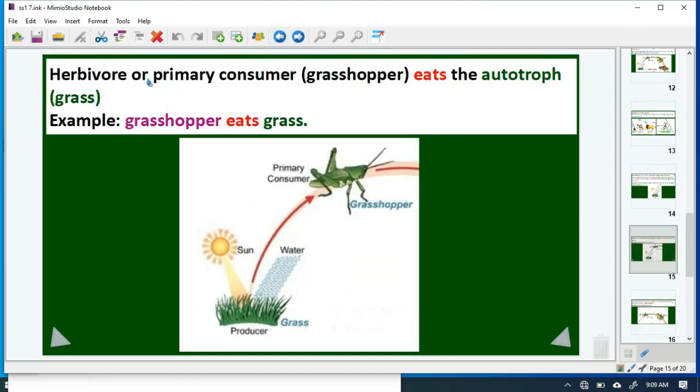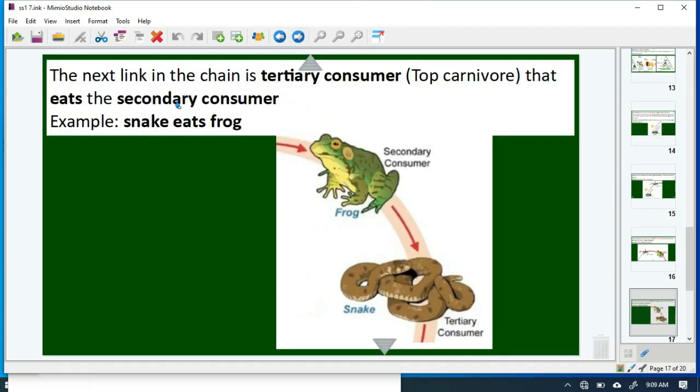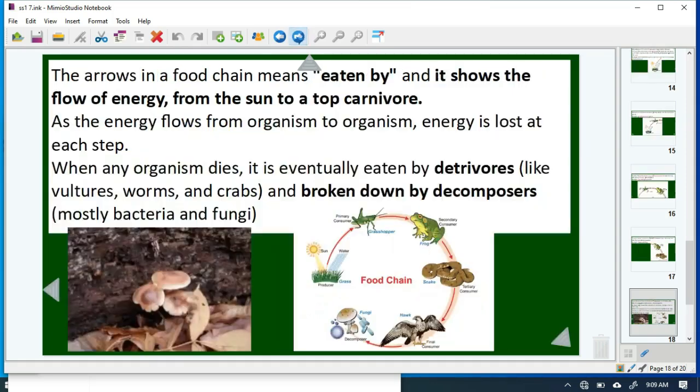The next link of the food chain is the herbivore or primary consumer, the grasshopper that eats the autotroph, grass. The next link in the chain is the secondary consumer, a carnivore, frog, that eats the herbivore, grasshopper. The next link in the chain is the tertiary consumer, also known as a top carnivore, that eats the secondary consumer. Example, the snake that eats the frog.